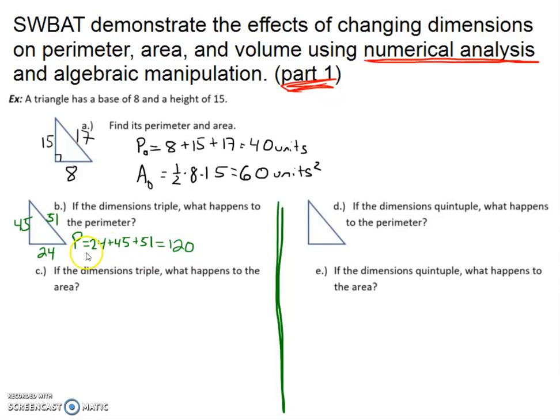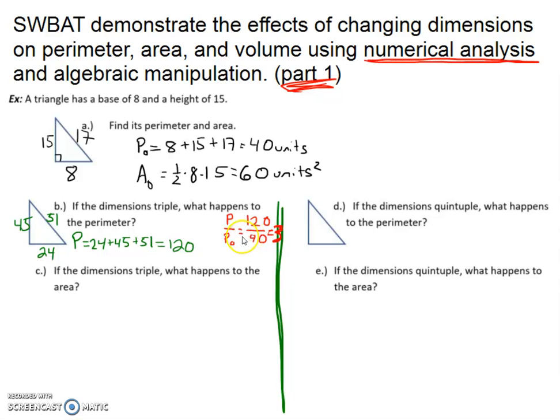Now, the question isn't what is the new perimeter? That's not anything really interesting. The question is what happened to the perimeter? So what I want you to consider is this: the perimeter divided by the original perimeter. So P divided by P0 is equal to 120 divided by 40, which is 3. Sorry, I drew a line that made this hard to see.